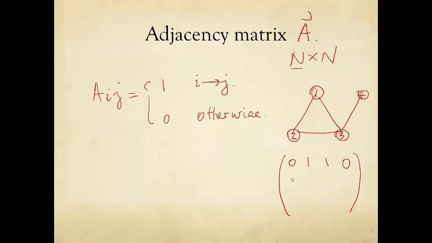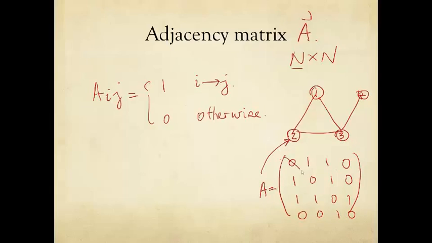And then the second row would say it's connected to node 1 and 3, not 4. 3 is connected to 1, 2, and 4. And 4 is only connected to 3. So this is the matrix A for this graph.